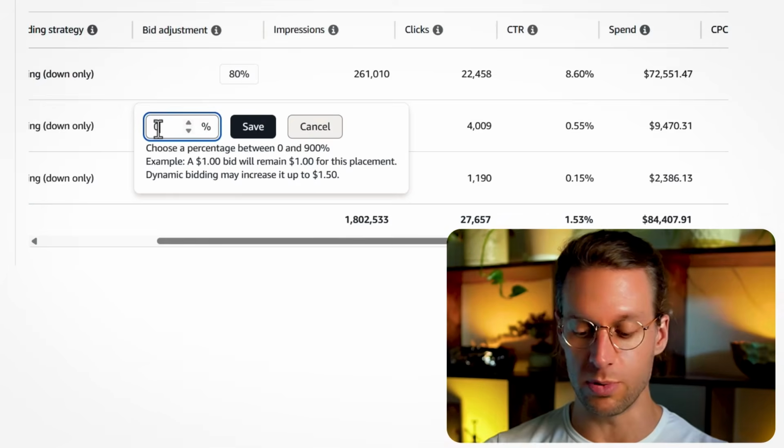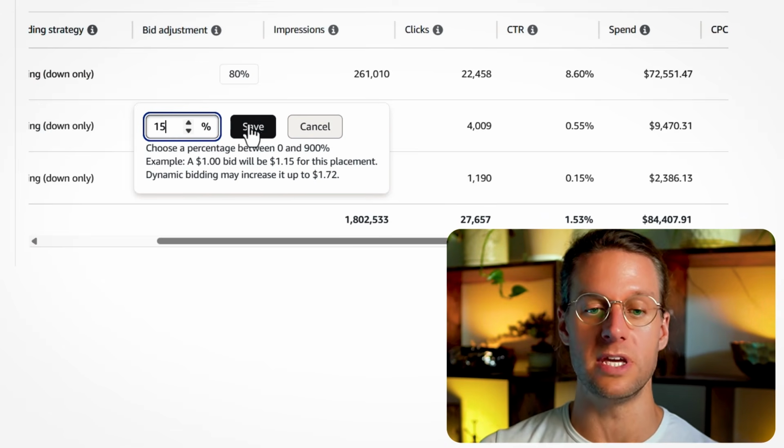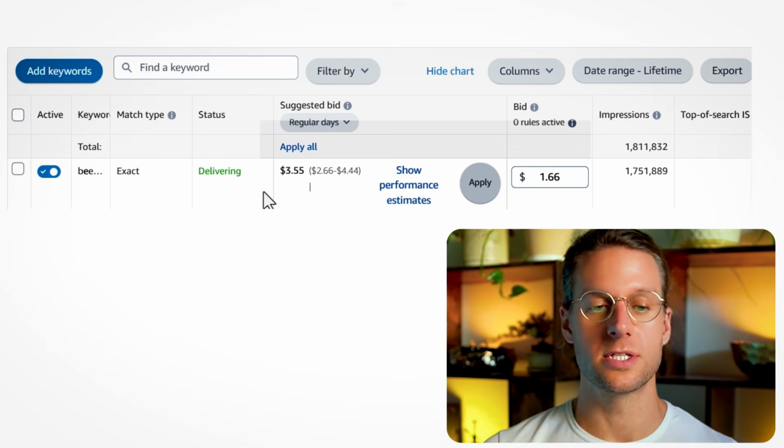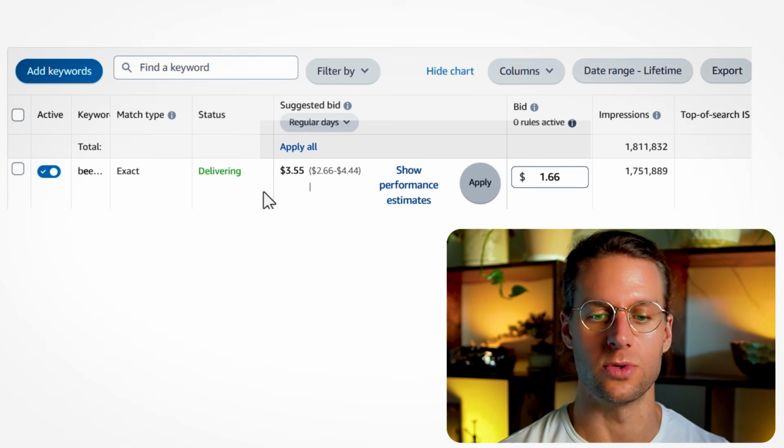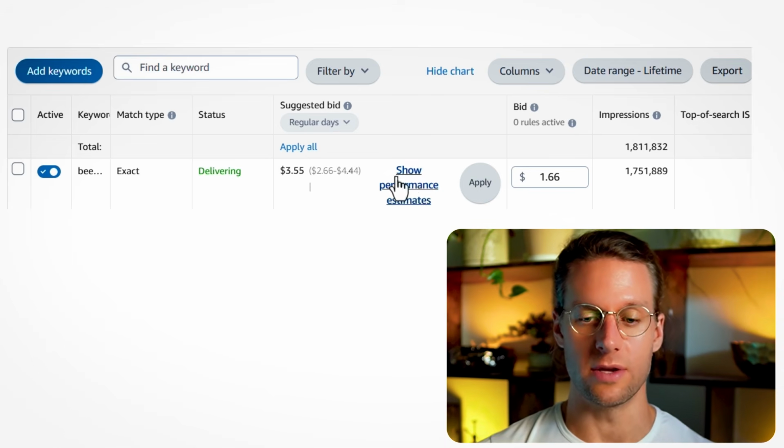So if rest of search is doing better from an ACoS perspective and you can drive more sales with the same amount of ad spend, you still will wanna boost this up. So we're gonna boost this up a little bit, giving it a 15% bid adjusting boost. Now let's click on the ad group and take a look at the actual target here. Okay, so this is our target keyword, and here's where we adjust the bid.